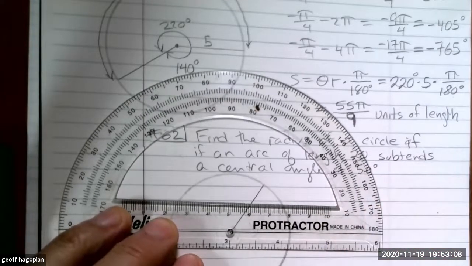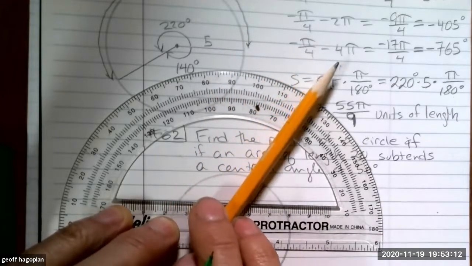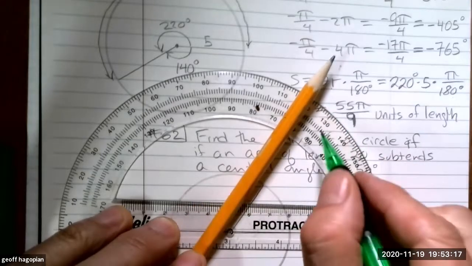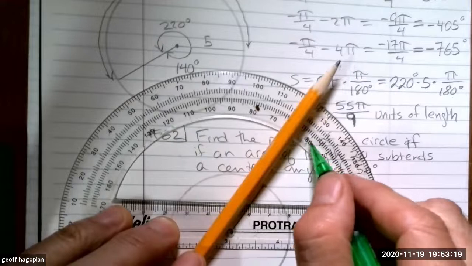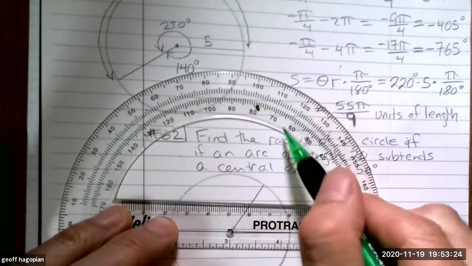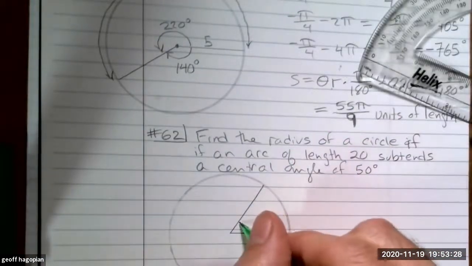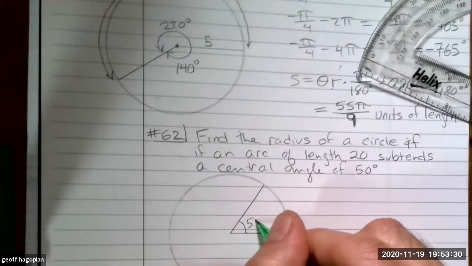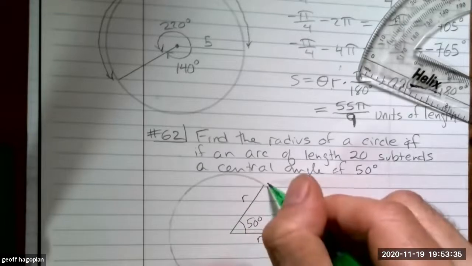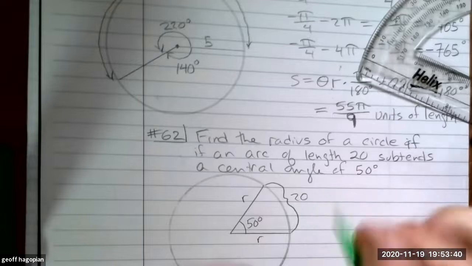The idea is trying to look to see where we are on the protractor. We're a little bit bigger than 50. This is 50 here, and 60 is up here, right? But that's not a problem. We can just label this as 50 degrees, and now it is 50 degrees. We don't know what r is, but we know that this length here is 20, right?